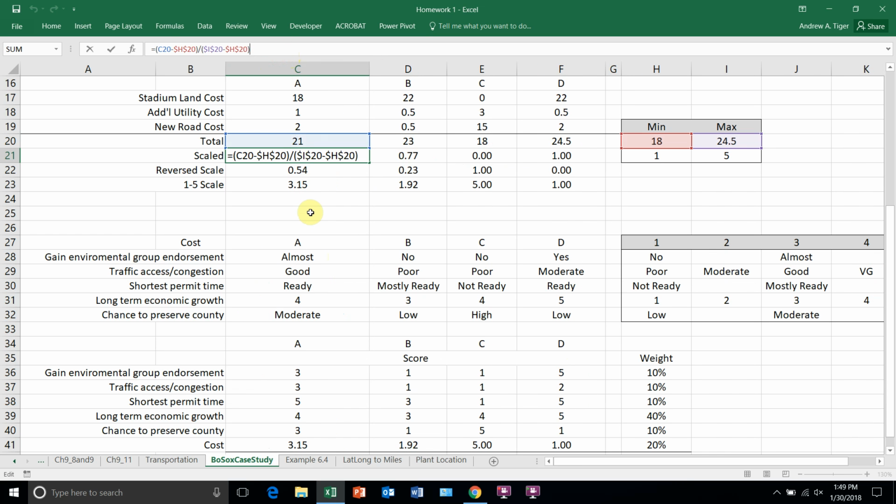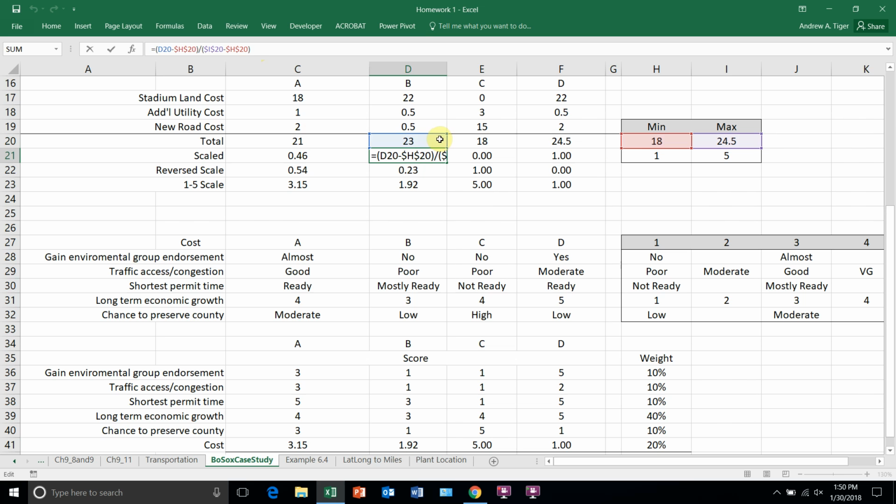it's an interpolation formula. What I did was look at C20, 21 minus 18, the minimum. So that's my numerator. It's the difference of this score from the minimum divided by the difference between 24.5 and 18. So you can say on a continuum from 18 to 24.5, if I would do a linear interpolation of that, 21 is 46% of the way. So it's kind of in the middle. 23 is closer to 24.5, so I'll get a 0.77.